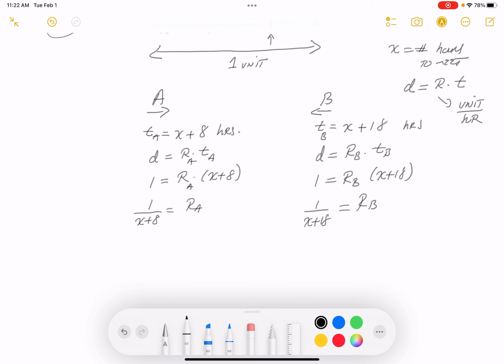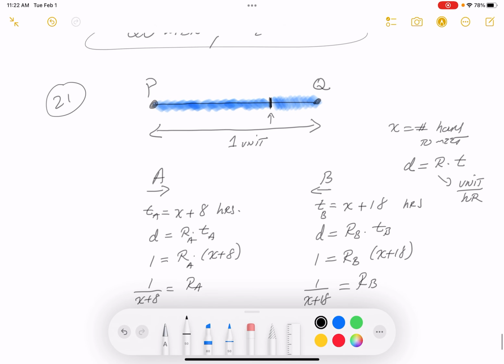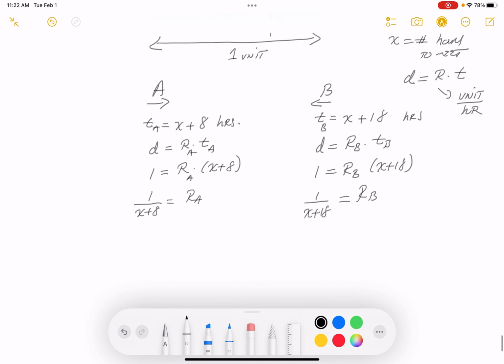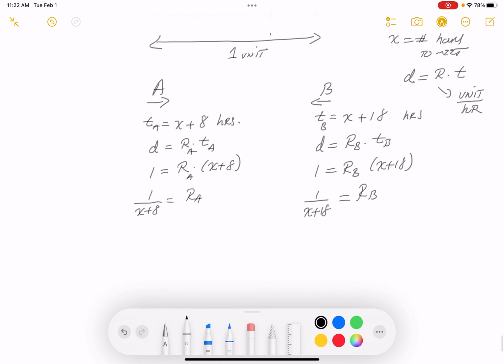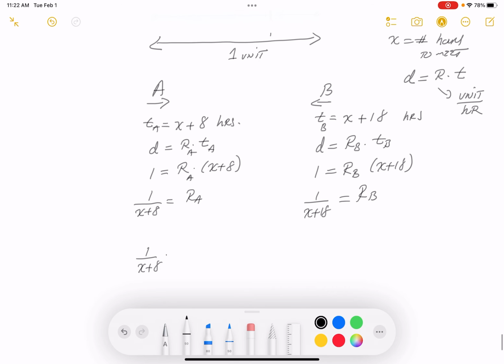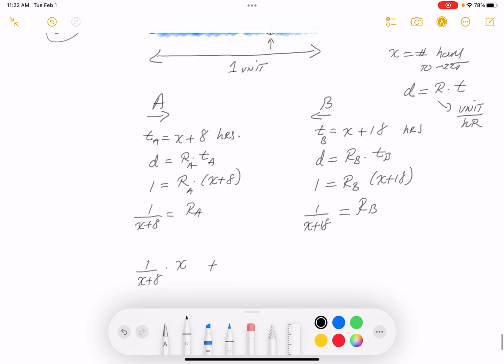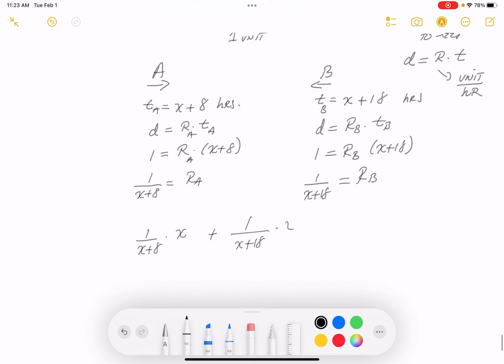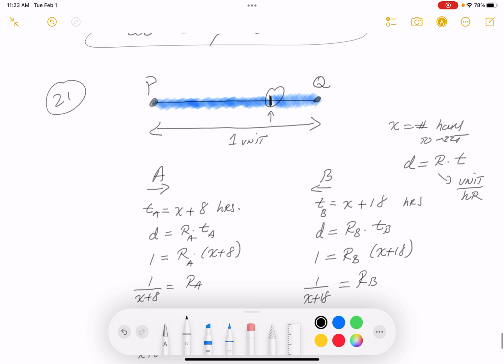So what do you get? Let's do A's distance now, where they meet. We're talking about where they meet. It's going to be 1 over X plus 8. That's rate. And how much time did it take them to get to that location of meeting? X hours. Plus, let's talk about B. What's his rate? 1 over X plus 18. And how many hours did it take him to get to that meeting spot? It took X hours. They left at the same time. What did they cover? 1 entire unit. They covered the whole space.